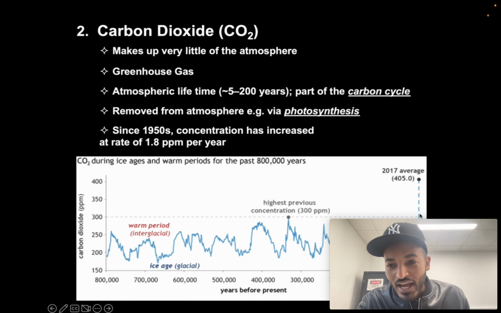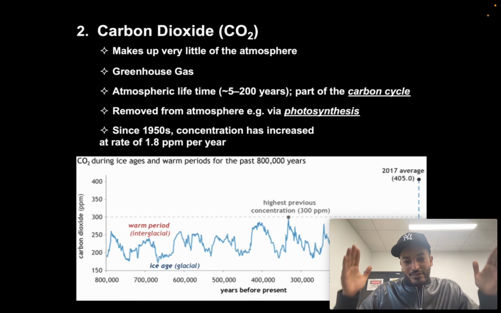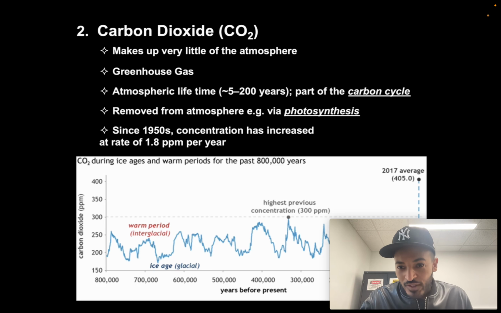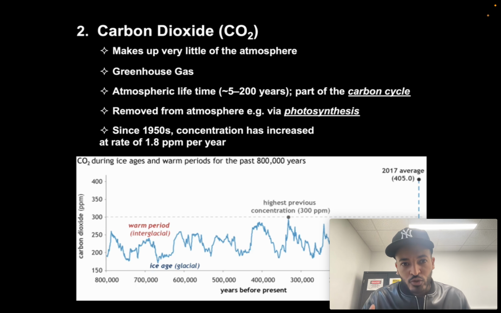right? But what we have done within 115 years is we have done what used to take the planet 100,000 of years. We're doing it within a very, very short period of time. So the rate of change is actually nothing like we have ever seen in the past. That's actually one of the scary aspects of climate change, the rate of change, right?